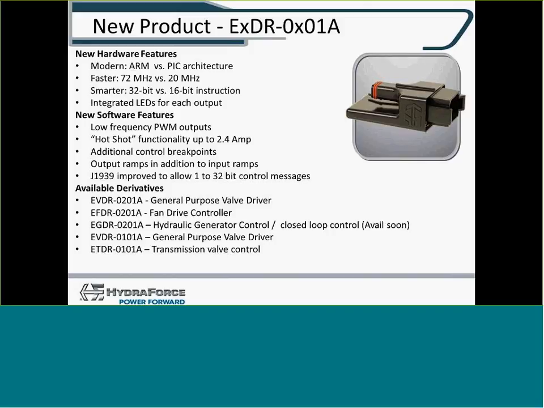The 0201A is an update from the 0201, and this slide talks about some of the features that changed between the 0201 and the 0201A. A different type of processor, a faster architecture. It does have the LEDs in the case that let you know how hard you're trying to drive that valve. The PWM outputs, as opposed to high-frequency PWM outputs. There's a function available for this controller called control points, and we'll understand what that means in a little bit. Output ramps in addition to input ramps. And J1939 messaging was improved.